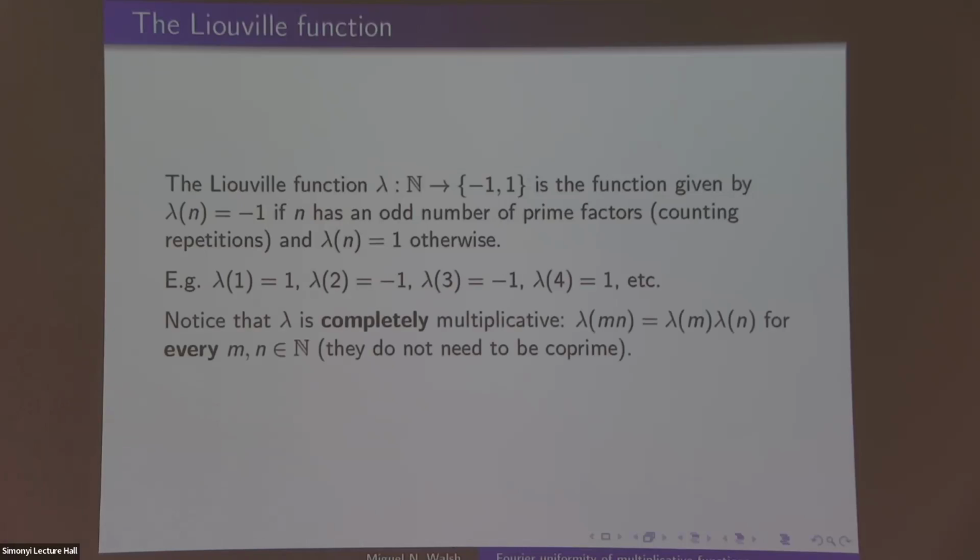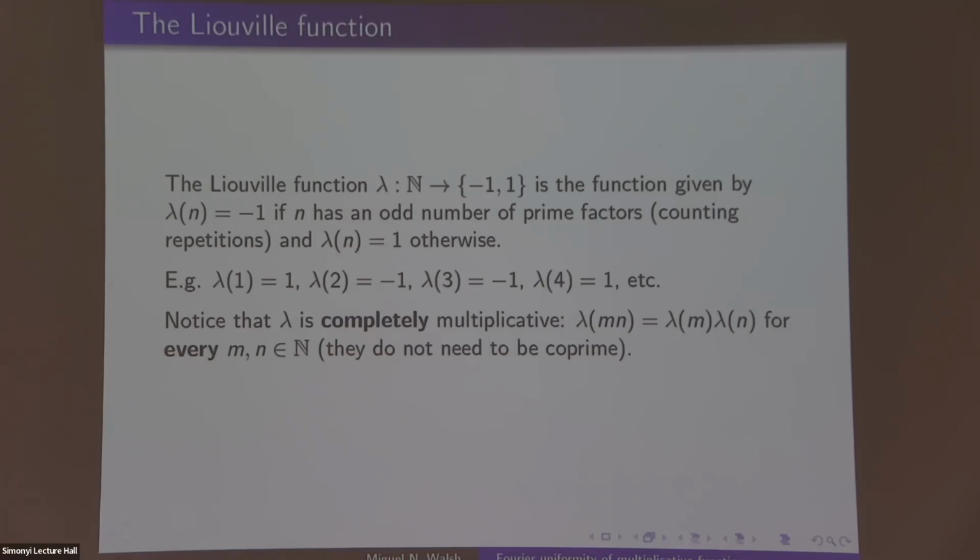And one thing you can immediately notice from its easy definition is that the Liouville function is not just multiplicative, it's in fact what is called completely multiplicative. So lambda of m times n is equal to lambda of m times lambda of n for every choice of natural numbers, not just when they're coprime. But this also makes it simpler to think about some things that we'll talk about later.